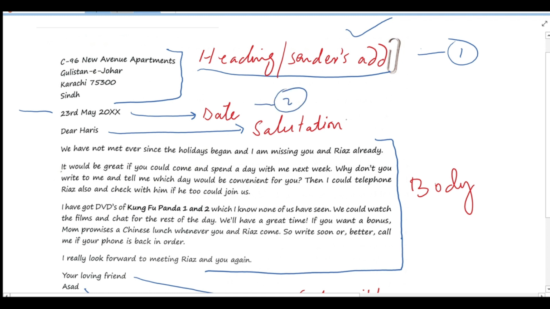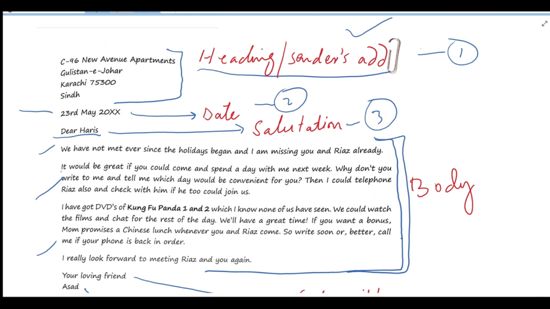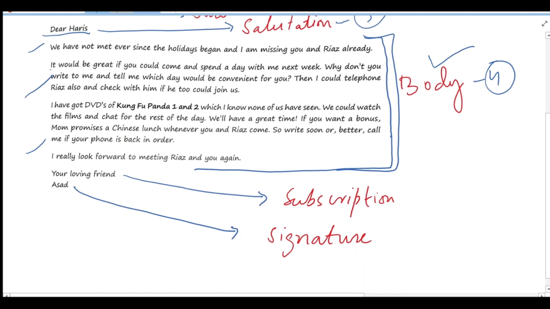Then we have the salutation or greeting, number three. This is dear Haris. Then we have this complete part, the body. This is the opening, this is the message, and this is the ending. As I told you, in the body there are 3 things. First is the opening, second is the body, meaning the message, and third is the closing. So this complete thing makes the body. This is the fourth part. Then we have your friend, your loving friend. This is part number 5, called the subscription. And the last one is the signature, that is Asad, and this is part number 6.